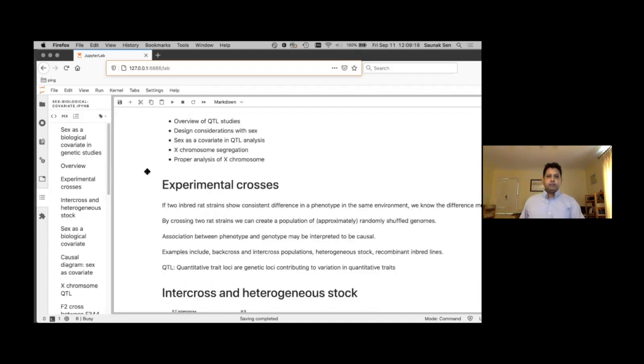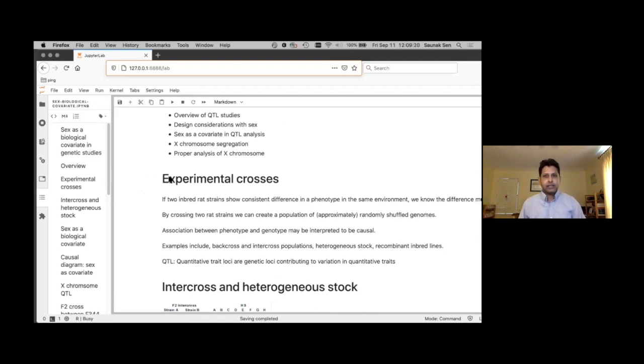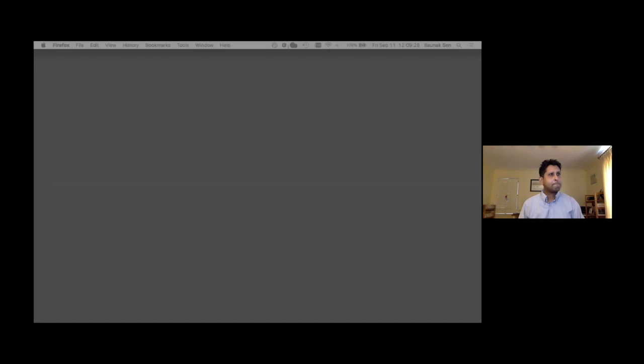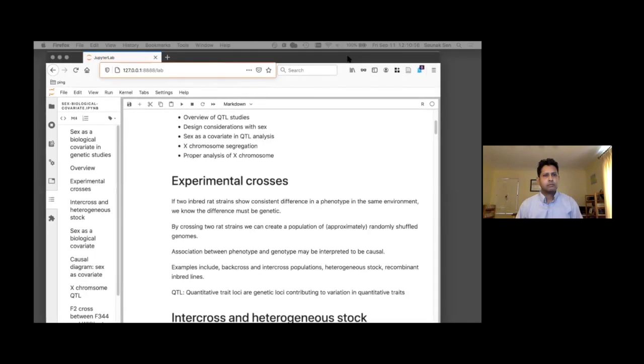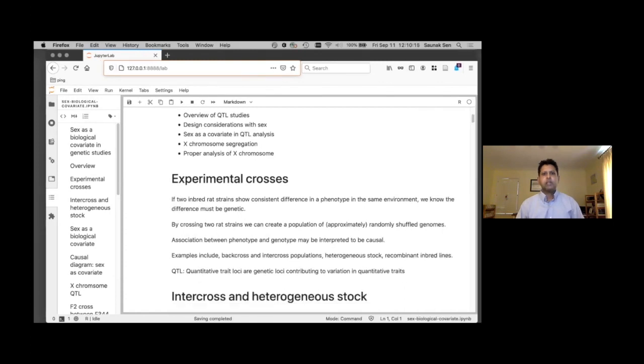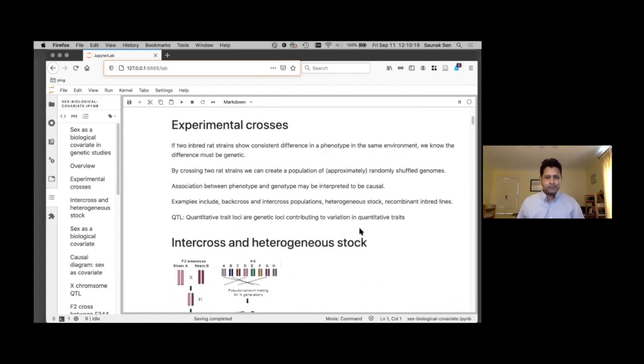First, just a brief recap of the idea of QTL analysis. My apologies, the window disappeared from my screen.